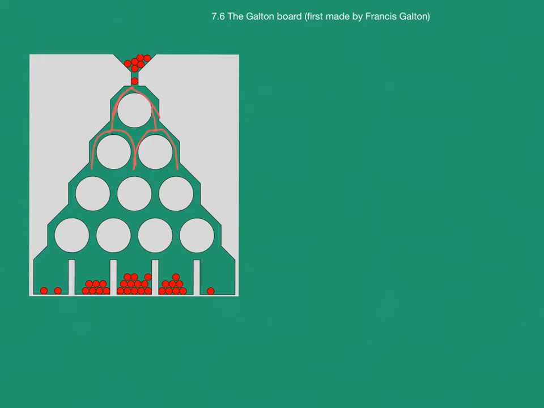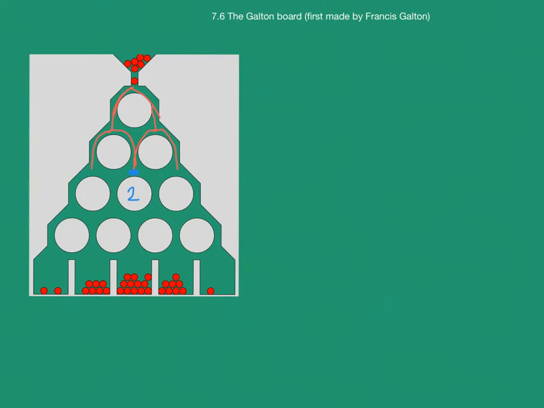Now we could ask the question, how many ways are there of reaching this peg here? So it could either come down from this end here, or it could come down from here. So there are actually two different routes that the ball can take to get to here. So we could write a 2 here. There are two different ways of getting here.